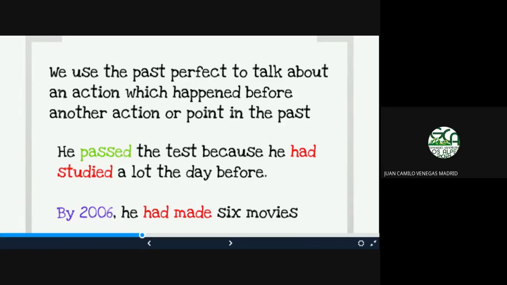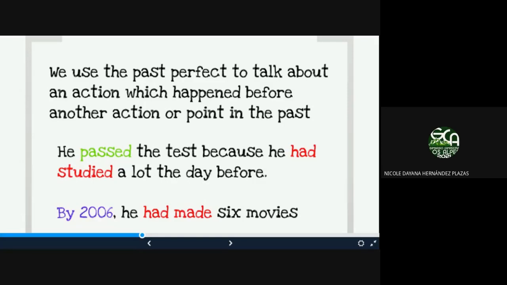What happened? The movies. The movies, exactly, guys. ¿Qué fue primero? Pues que esta persona hizo 6 películas. Cuando llegó el 2006, él ya había hecho 6 películas. Así que el 2006 ya pasó. Es una acción completada en el pasado. Ya es un año que se acabó, ya se fue.